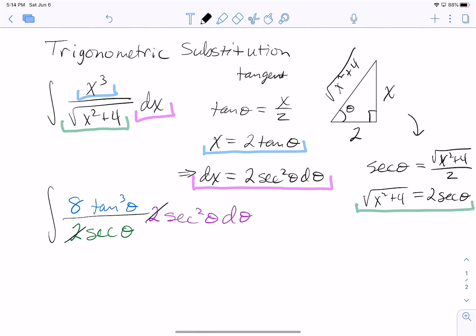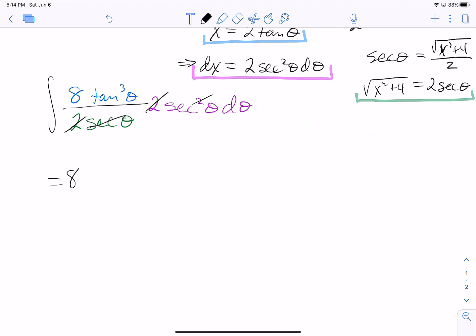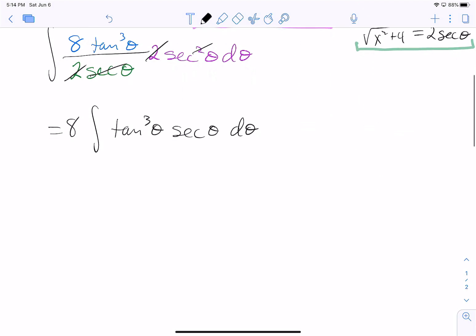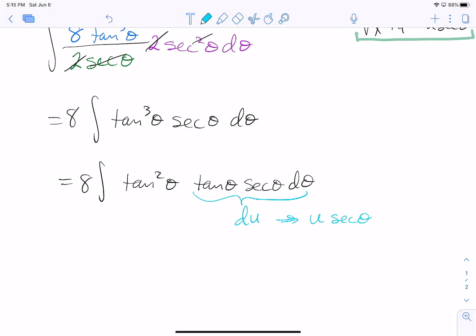The 2 will divide out, one factor of the secant will divide out, and we end up with 8 times the integral of the tangent cubed of theta times the secant of theta d theta. Notice that we have an odd power for the tangent function. So we break off one factor of the tangent. We're left with the tangent squared of theta times the tangent of theta times the secant of theta d theta. And at this point, we can think of the tangent of theta, secant of theta d theta, as du. And that implies that we want u to be the secant of theta.